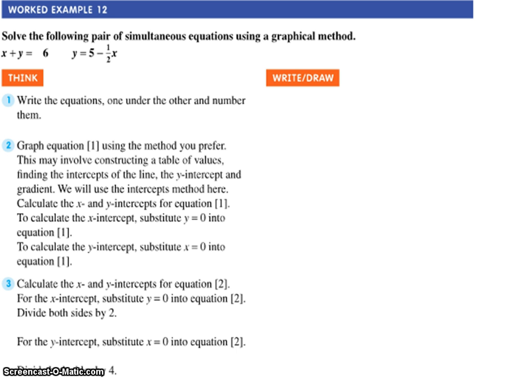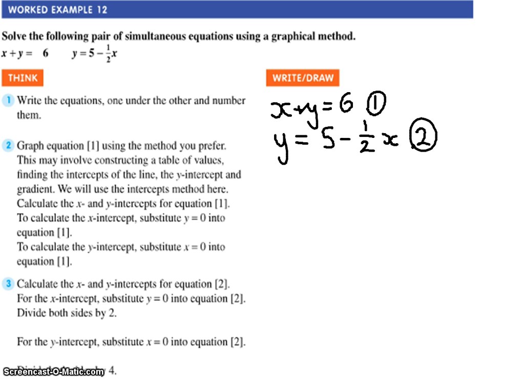So first thing we're going to do, we're going to write down the equations and we're going to number them. Because we're going to solve them using the intercepts and the gradient, write the equation down and number it. So we've got x plus y equals 6. We'll call that equation 1. Okay, next one is y equals 5 minus a half x. Call that number 2. Cool?